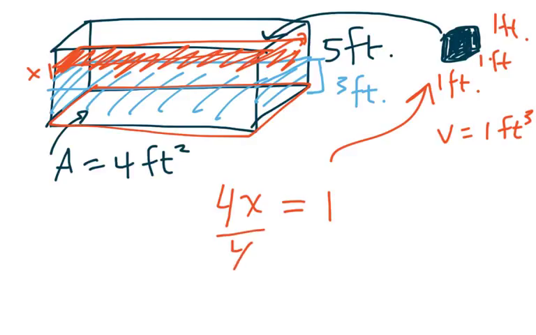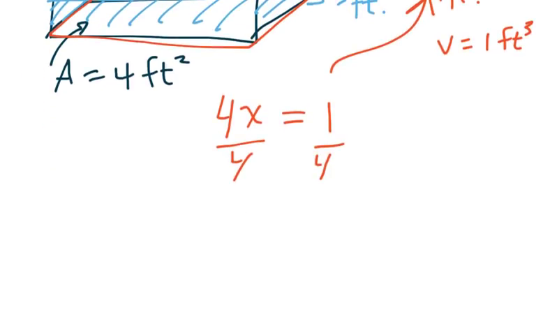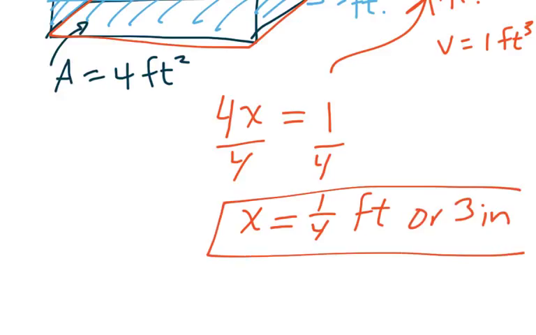When we solve this, we'll divide by 4 on both sides. That's the coefficient for the variable, and that gives me 1/4. Now we're thinking in feet, so the amount of the water rising is either 1/4 of a foot or 3 inches. So when we put that cube in, it will raise the height of the water 1/4 of a foot or 3 inches.